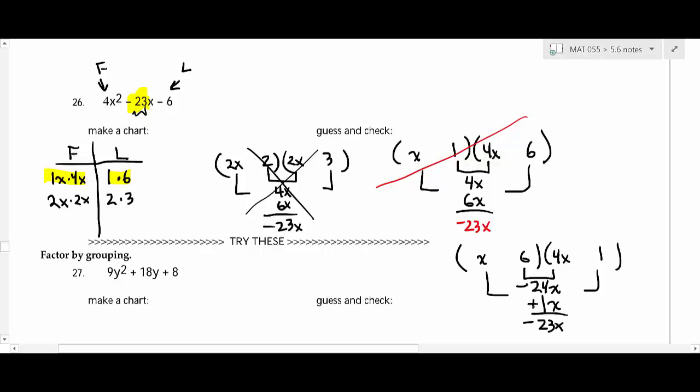Okay, now where did the 24 come from? It came from 4 times 6, so the 6 has to be negative. The 1x came from the outer term, so that's got to be positive. So that's your answer to your problem right there.